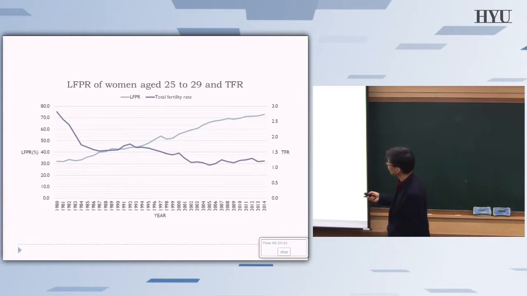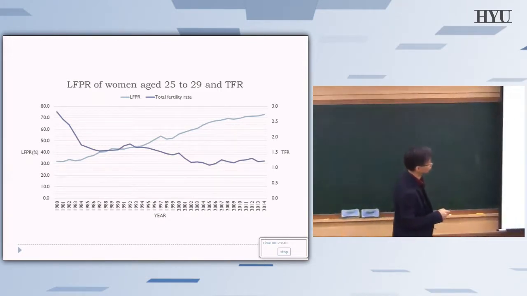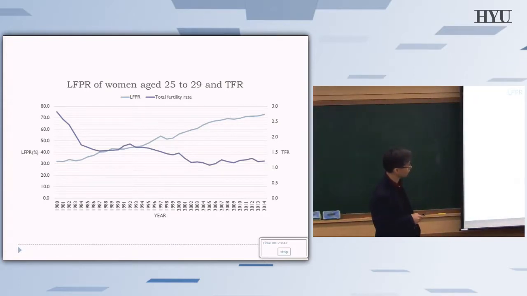And if you look at Korean data, this is the labor force participation rate of women aged 25 to 29. Okay, so young women. And this is the total fertility rate. Total fertility rate is a statistical indicator of fertility, the number of children born to a woman over a whole lifetime. But anyway, this basically shows the fertility rate.